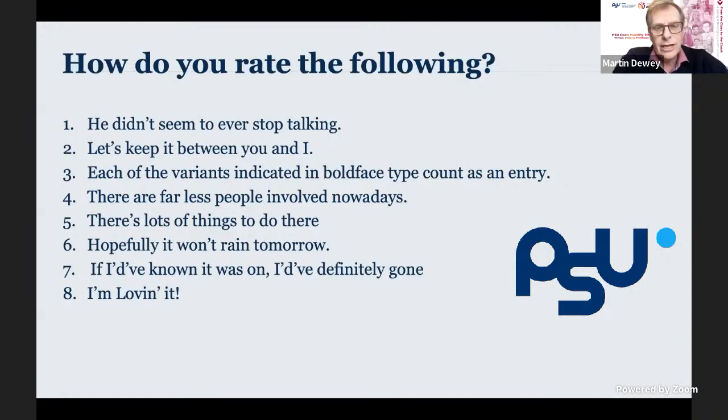There are far less people involved nowadays, because this is different from the conventional standard form, which would be there are far fewer people involved nowadays. So in standard English grammar, we make a distinction between less and fewer when we are describing a noun. If the noun is uncountable, then we use less. If it's countable and plural, then we use fewer.